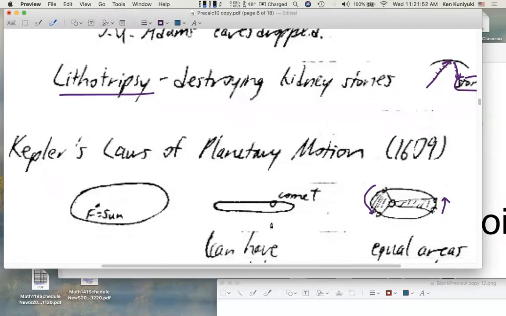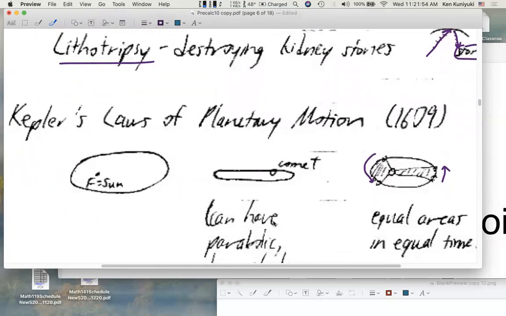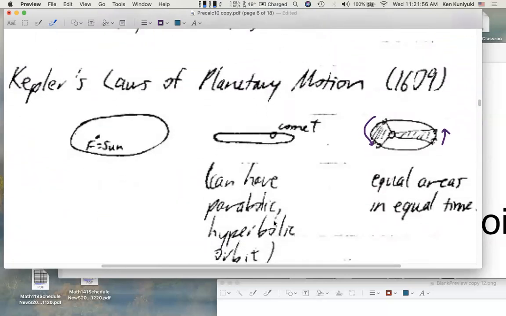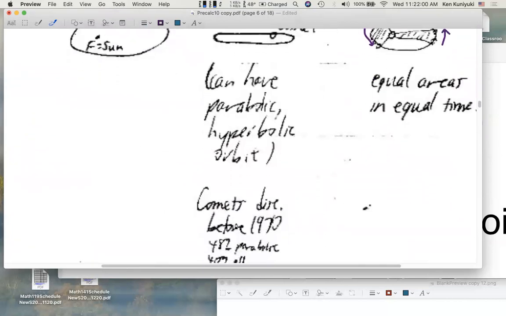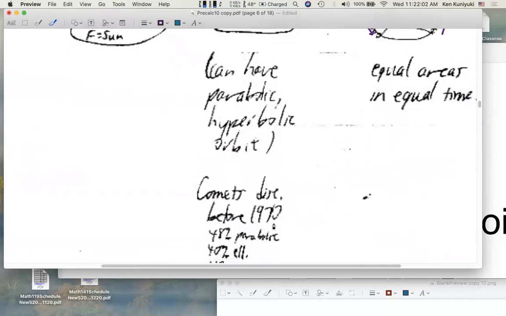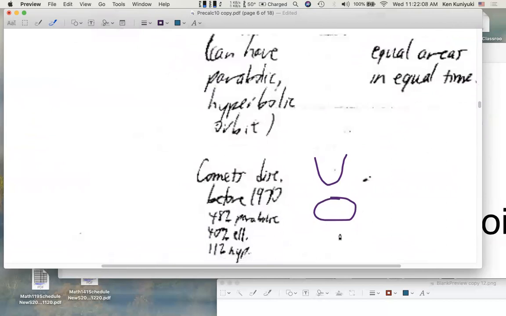Comets, by the way, can have very eccentric orbits. Oh, and by the way, they're not just elliptical. There's a study that showed that when you consider comets that were discovered before 1970, about 48% had parabolic orbits, only 40% had elliptical orbits, and 11% had hyperbolic orbits. We'll talk about hyperbolas later on.